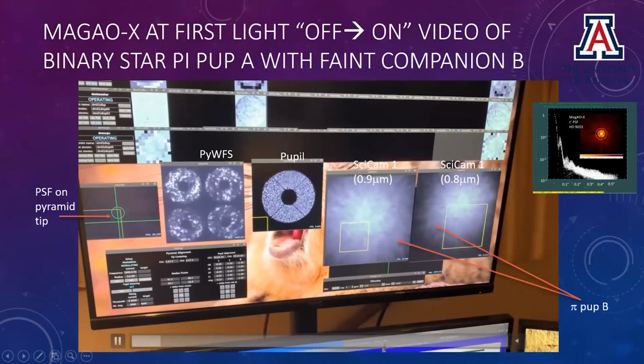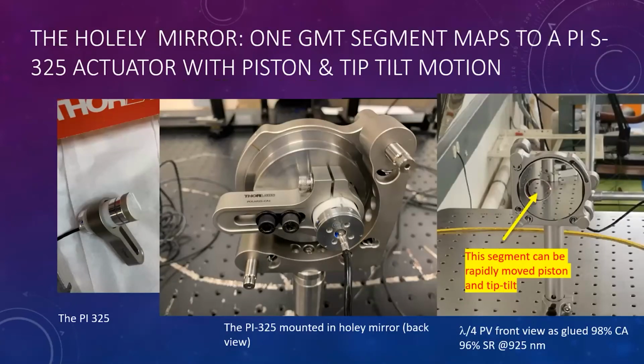All right, so, but of course we want to introduce segment phase. And the quickest way to do that is to just introduce segment phase on one of the apertures on the GMT. We wanted this test bed to be up and running quickly. And so our design was basically to reimage one of the GMT segments onto a piezo S-325. The S-325 piezo allows you to tip, tilt, and piston this segment. So we can pretend that one of the segments on the GMT is moving around in piston and tip tilt.